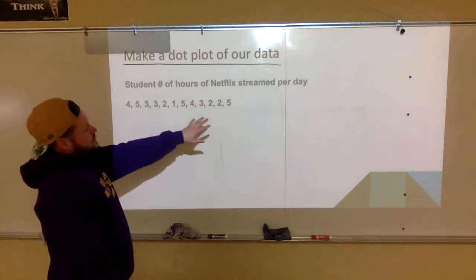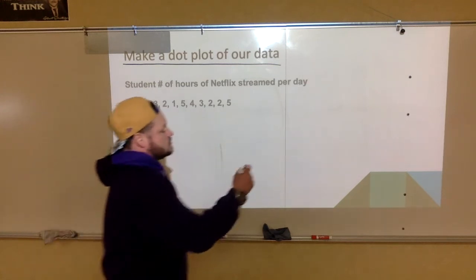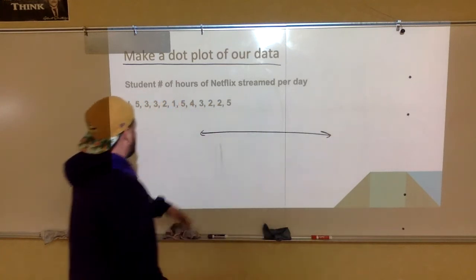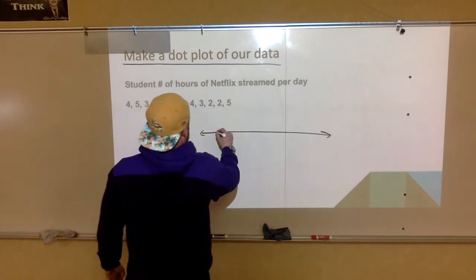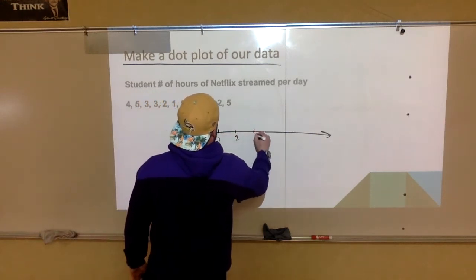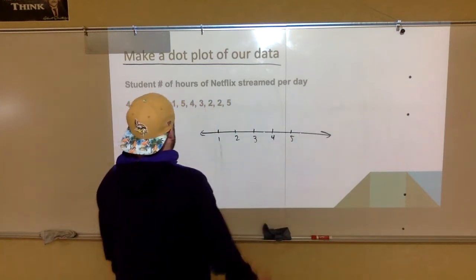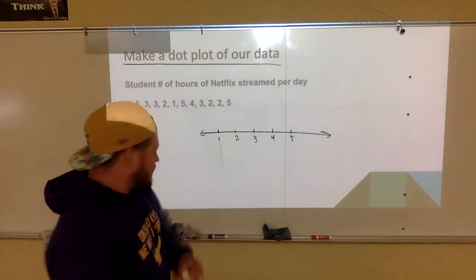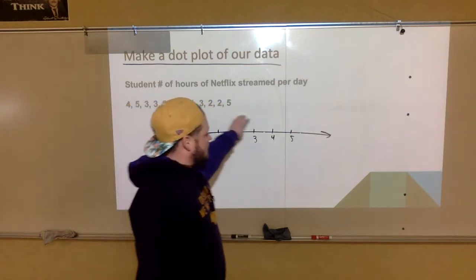But here we go. Here are all of the different number of hours that students watch Netflix. So I'm going to create a number line, and I'm going to label it with all these numbers that exist, right? So I'm going to go 1, 2, 3, 4, 5. I think that's the highest it goes. So we'll start with there. And now for each student, I'm just going to make a dot above one of the numbers.